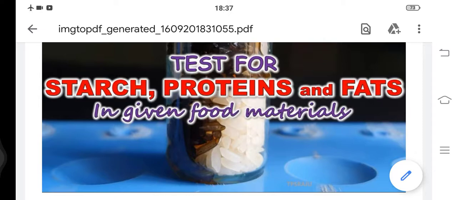So today I would like to explain how we can check whether our food contains starch. What is starch? Starch is a carbohydrate. Okay, what is today's class? Today's class is test for starch. Starch is a carbohydrate. Protein is a bodybuilding food, right? Fats and carbohydrates, they are energy giving food.